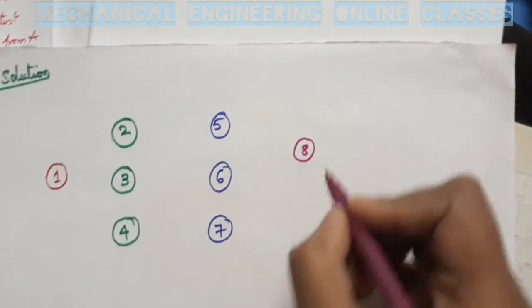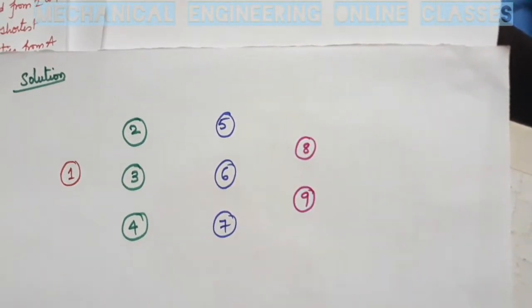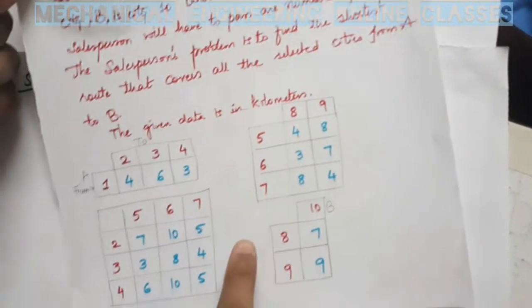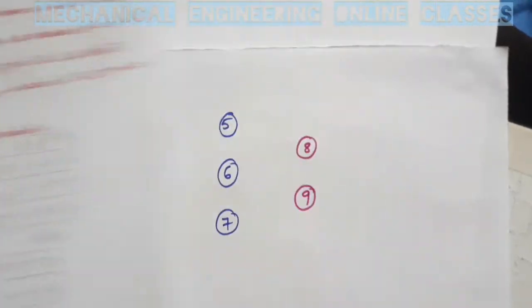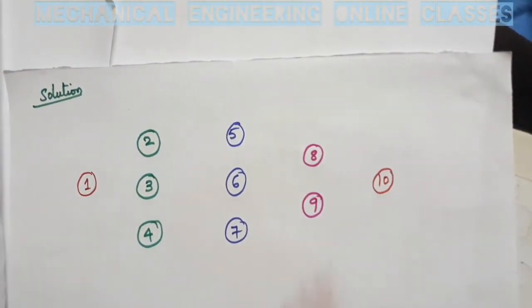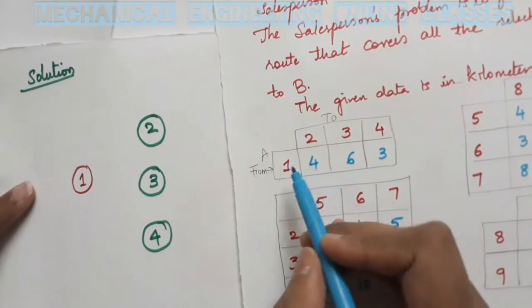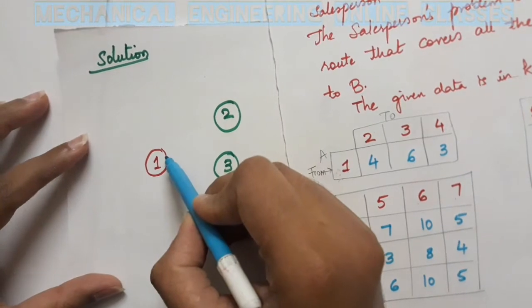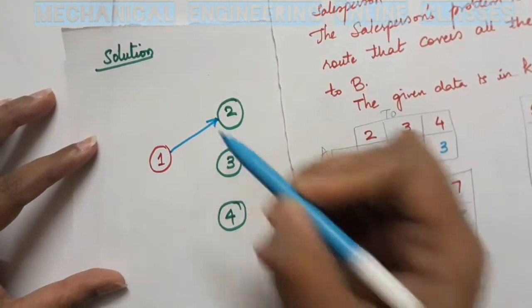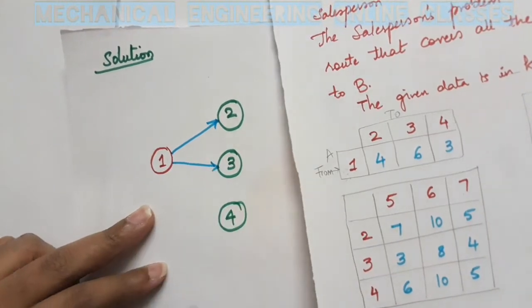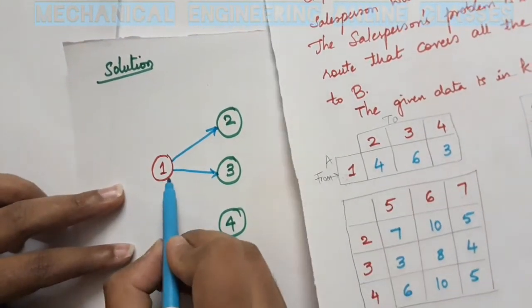So 8, 9, and after that finally I can go to 10. So 10 is here. So from 1 I can go to 2. So there is a path from 1 to 2. So I am drawing an arrow mark like this. Then from 1 to 3 also there is a path. So 1 to 3, similarly 1 to 4.